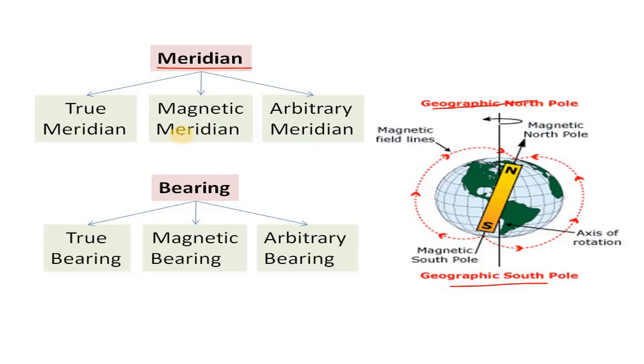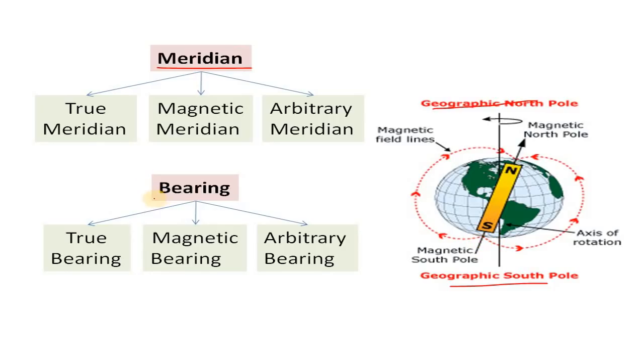Magnetic meridian is the imaginary line which joins the magnetic north and south pole of the earth. Geographic north is also called true north, and geographic south is also called true south. The geographic north and south are not going to change. That's why the true meridian is constant, but the magnetic meridian is not constant. Earth's magnetic north and magnetic south change due to various reasons. That's why the magnetic meridian changes, and it varies from place to place and from time to time, due to the influence of some magnetic substances and other factors. Due to this, the magnetic meridian is changed.